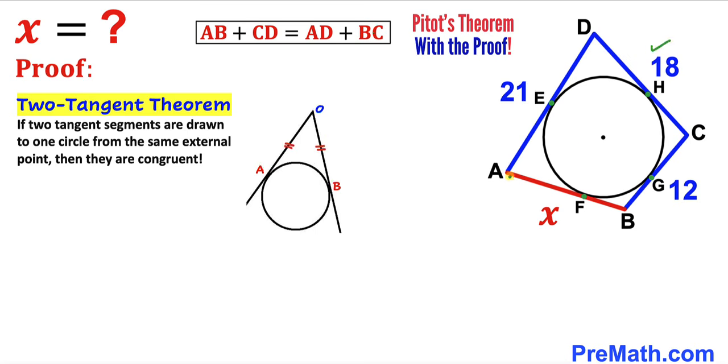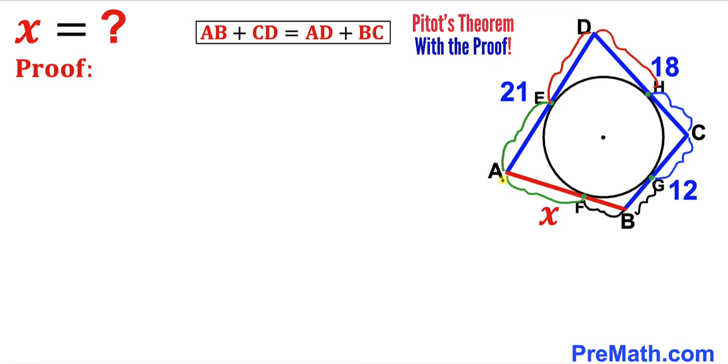So in our case, this segment AF is going to be congruent to this segment AE. Likewise, this segment DE is going to be congruent to this segment DH, and this segment CH is going to be congruent to CG, and finally this segment BG is going to be congruent to this segment BF. Now let's assume that this segment AF is lowercase a. Then this segment AE is going to be lowercase a as well.